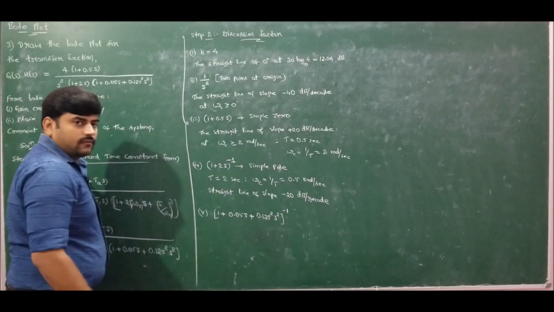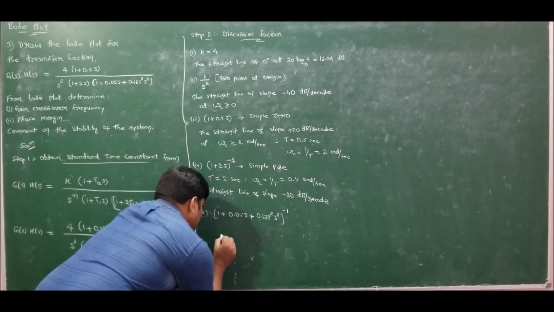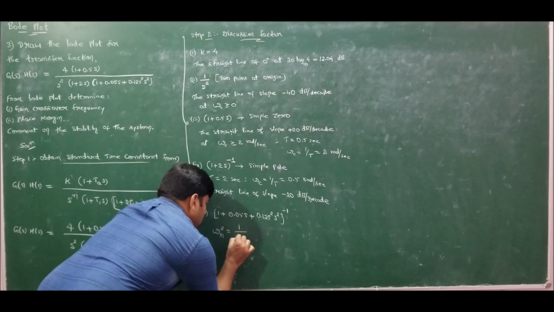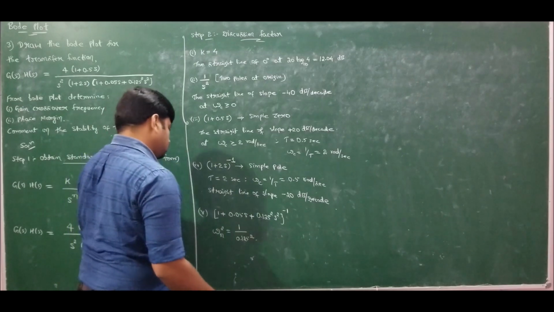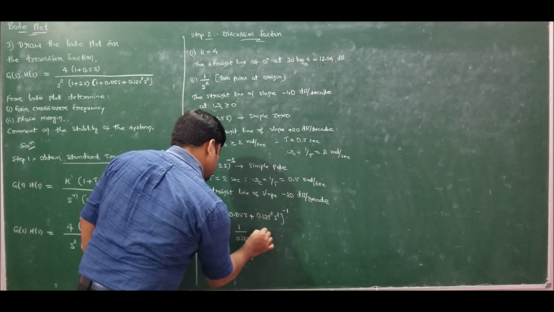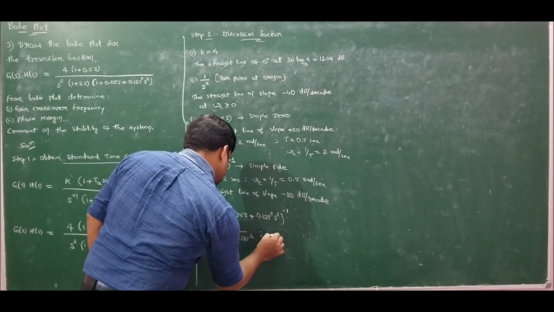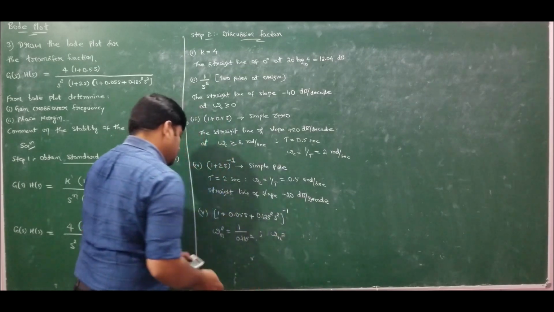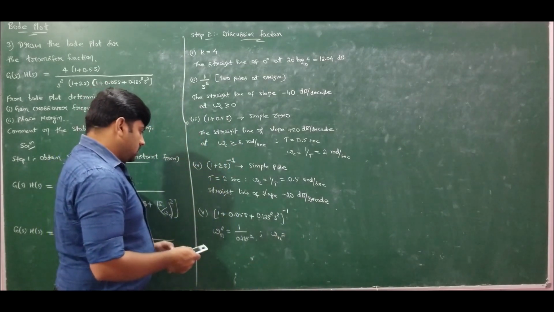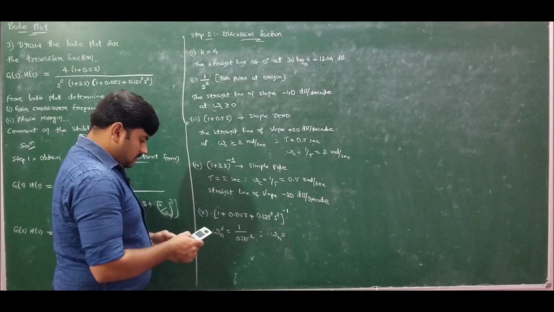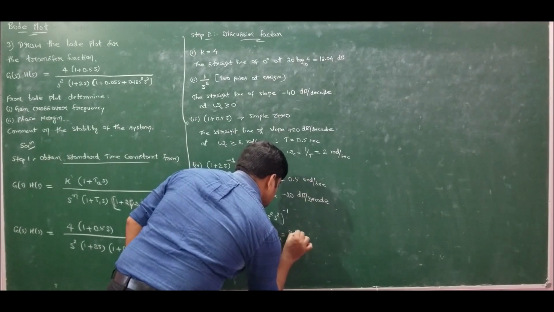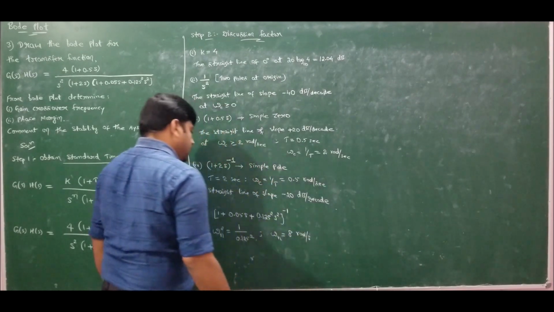Now comparing it with the standard form, find the natural frequency of it. Natural frequency omega n square will become what? 1 by 0.125 square. Correct? Hence, what will be the frequency of this? Root, and square will get cancelled. It is just 1 divided by 0.125, which is nothing but 8 radians per second. So we have got the frequency.